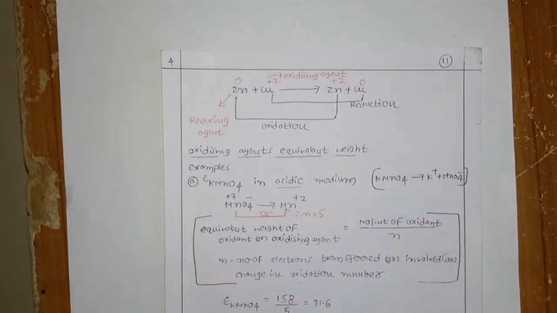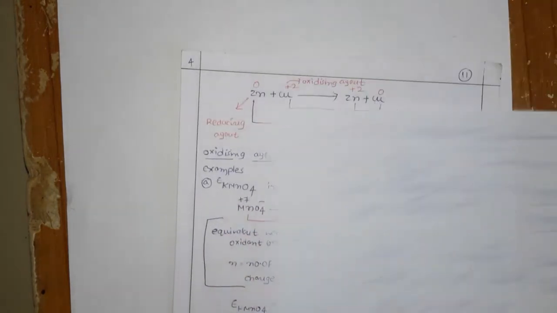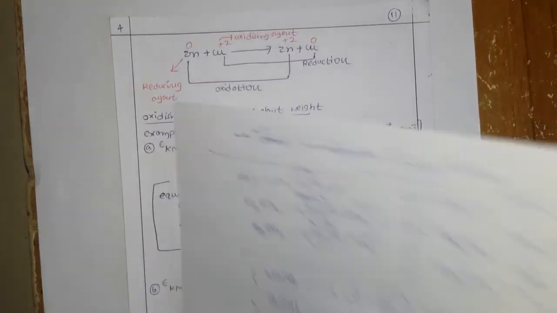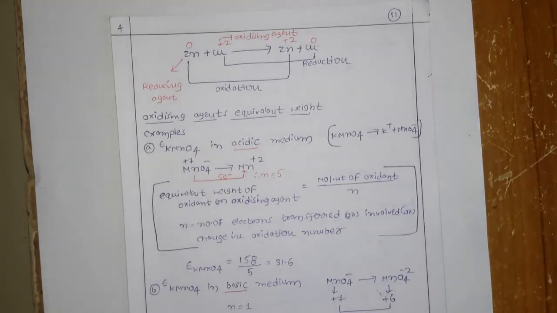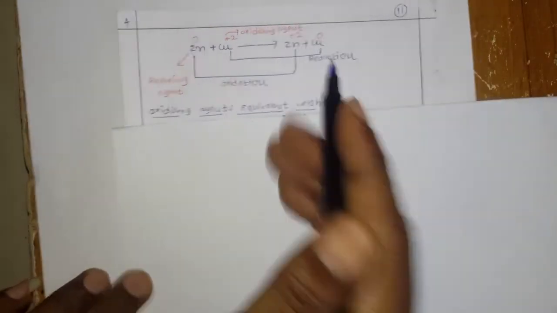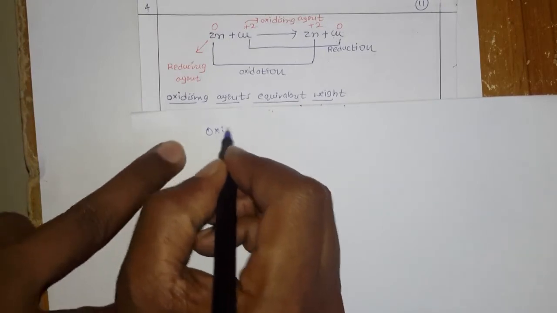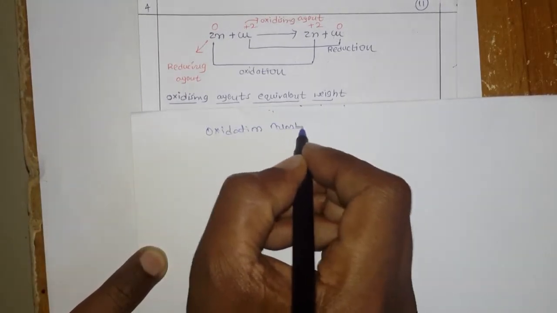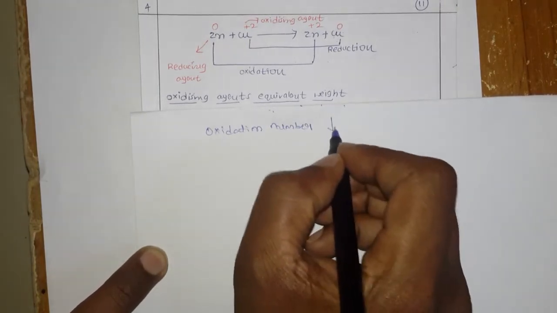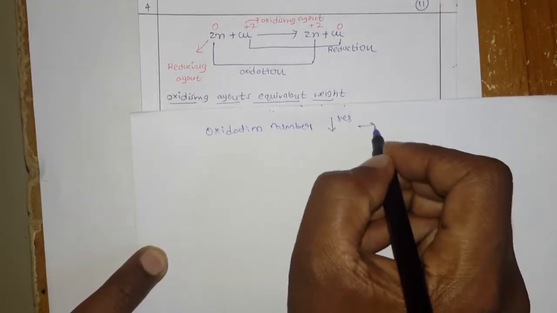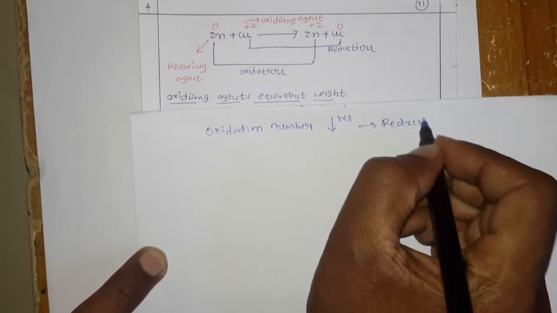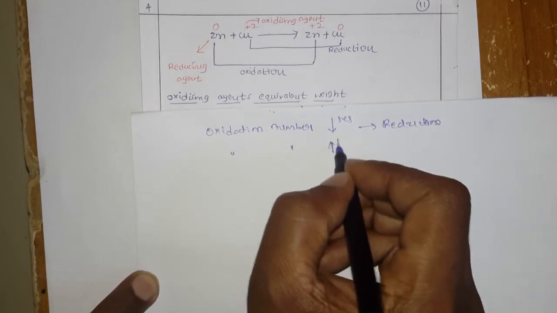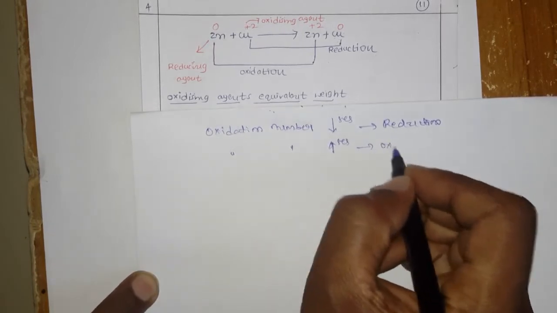Okay, so that I am just writing here. So what is this? If the oxidation number decreases, then you call it a reduction. Similarly, if the oxidation number increases, then you call it an oxidation.